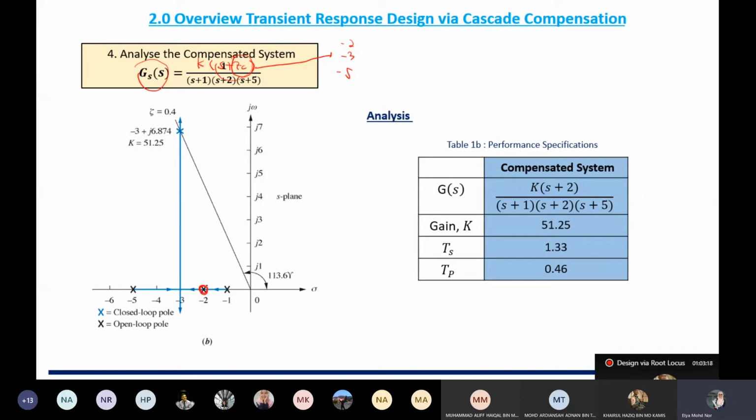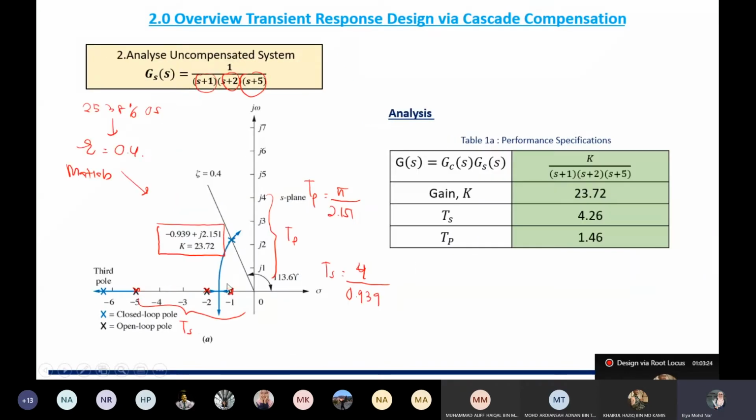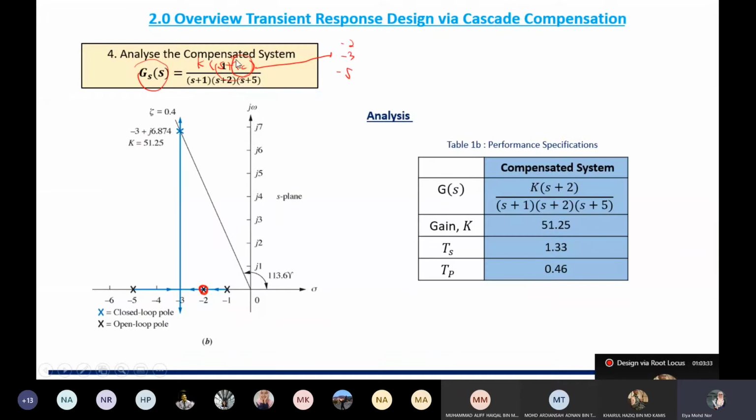So what happens when the zero is at minus 2 is that it changes the root locus. Initially, for the uncompensated system, the root locus is curvy like this, but with one zero at minus 2, the root locus changes into a straighter shape. Now the root locus intersects the damping ratio line at this point.